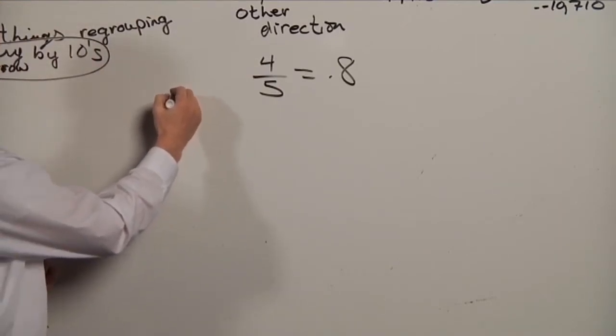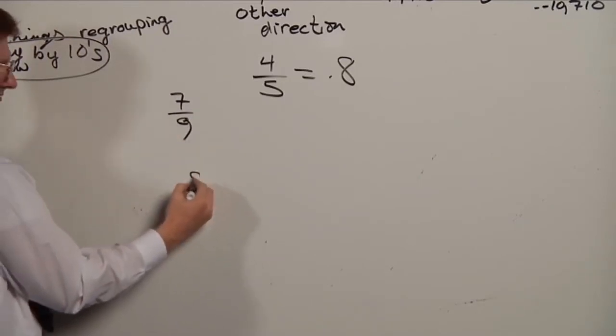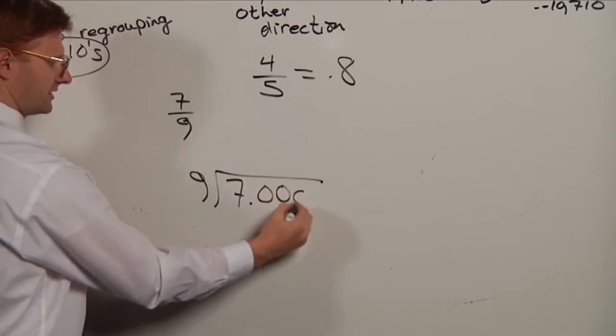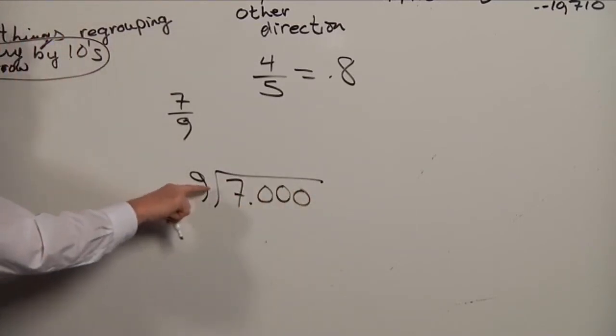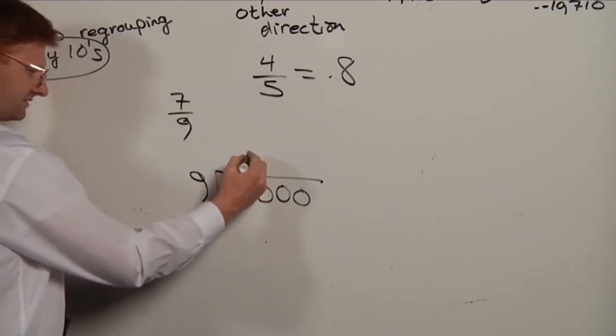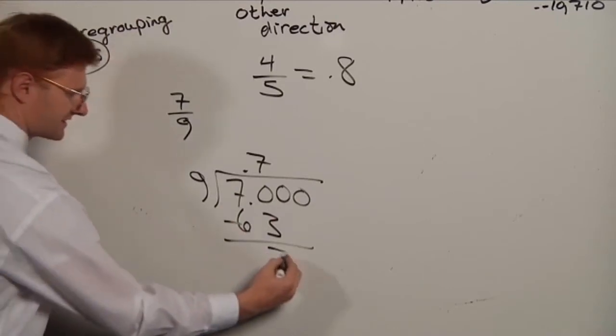We're going to say you got 7 out of 9. This one is going to go 9 goes into 7, a couple of decimals. Let's see how it works. 9 goes into 7? Nope. 9 goes into 70, 7 times. 7 times 9 is 63. Subtract and you get a 7.